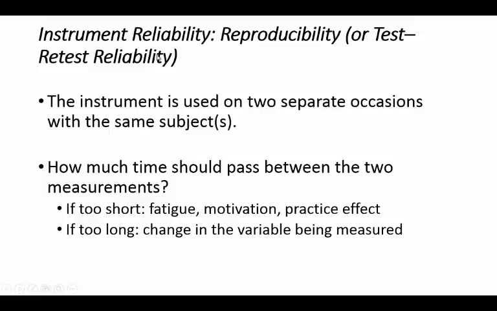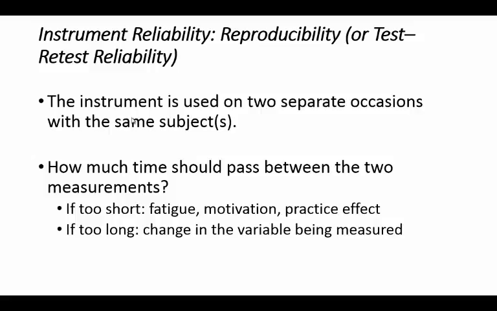To measure the instrument reliability or reproducibility or retest reliability, the instrument is used on 2 separate occasions with the same subject. So I have the same person and I use the instrument at point 1 in time, and then I use it again at point 2 or time 2, and then see how much difference there is between time 1 and time 2. How much time should I allow between time 1 and time 2? This is a difficult question.